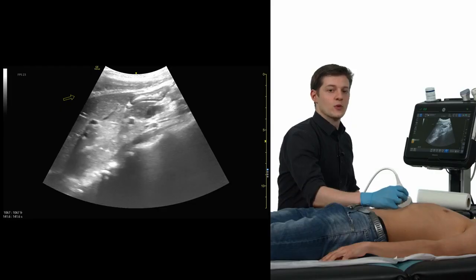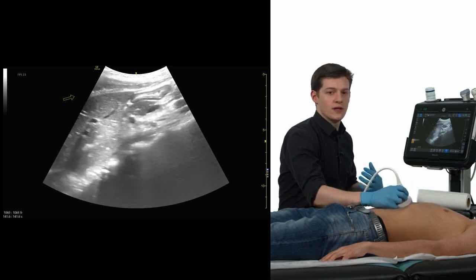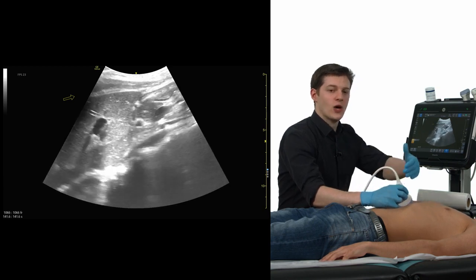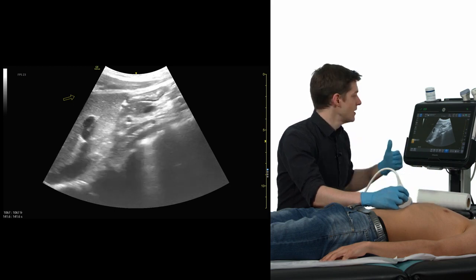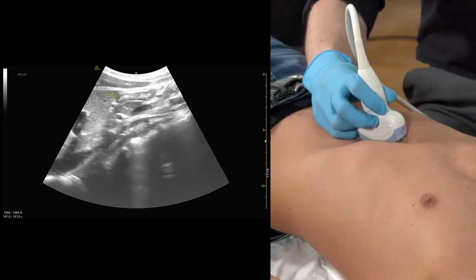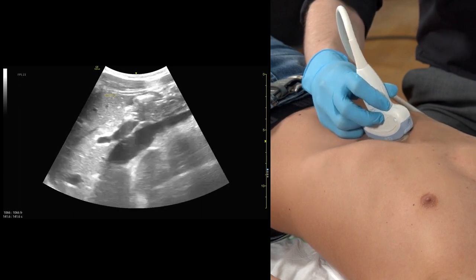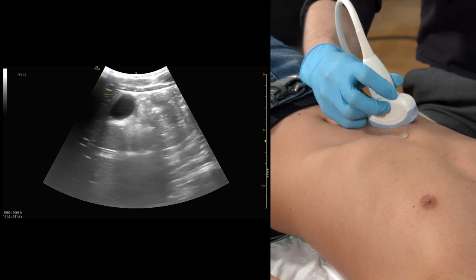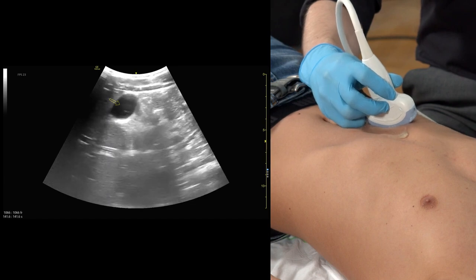The next one is the gallbladder. To find the gallbladder easily with ultrasound, you have two options. Either you start on the right side of the patient and move towards the midline, or you start at the midline and you move towards the right side of the patient. Always keep the lower margin of the liver in your field of view and then move to the right side of the patient, and all of a sudden there will be an echo-free organ.